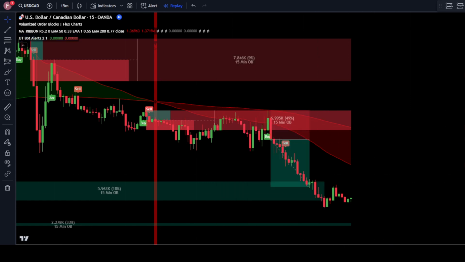This UT Bot Alerts indicator will be used as a guide to place buy and sell orders in the market. If a buy signal appears, you'll place a buy order. Conversely, if a sell signal appears, you'll place a sell order. Now let's discuss the volumetric order blocks trading strategy using the second method.